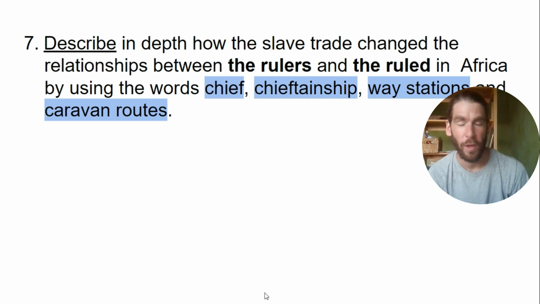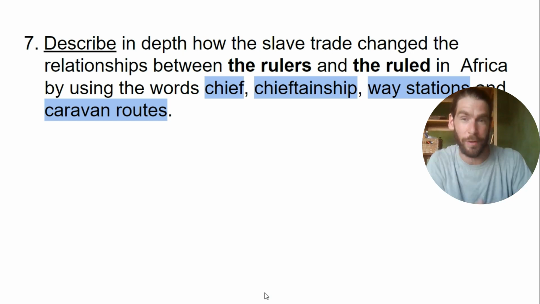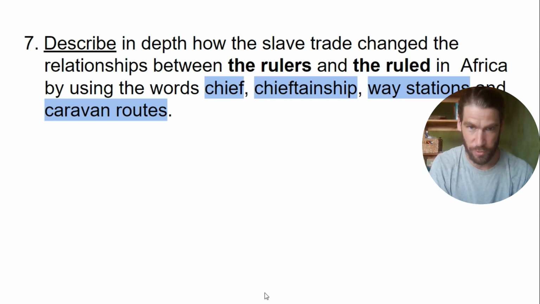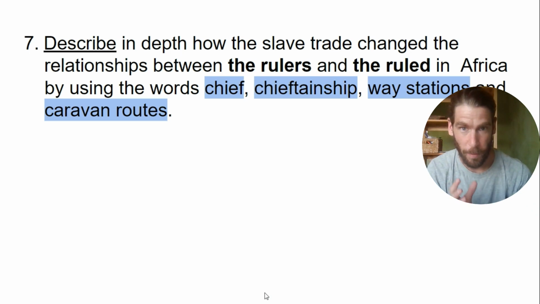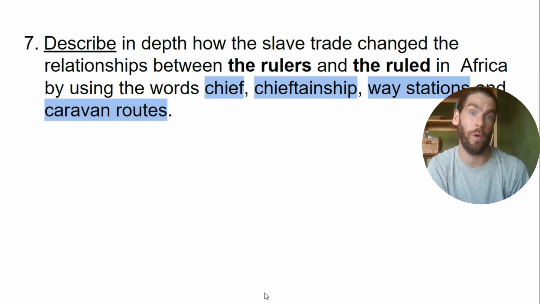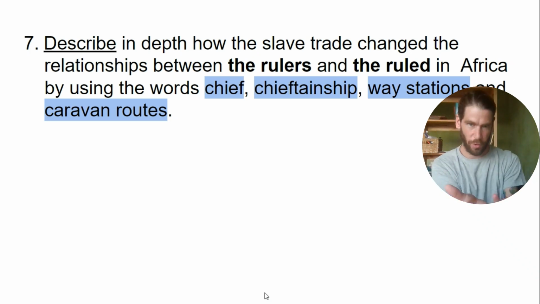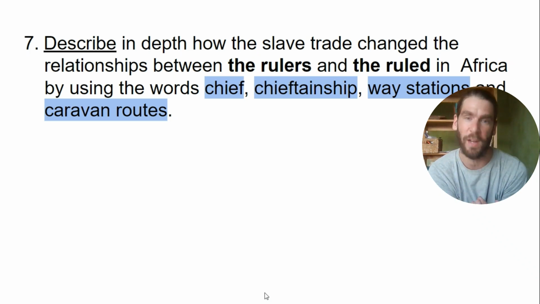Yeah, and the question is: describe in depth how the slave trade changed the relationships between the rulers and the ruled in Africa by using the four words chief, chieftainship, way stations, and caravan routes. Perhaps you see that I made these words blue, and that means that you look them up in the dictionary, read what they are about, so you are able to use these words in an answer.